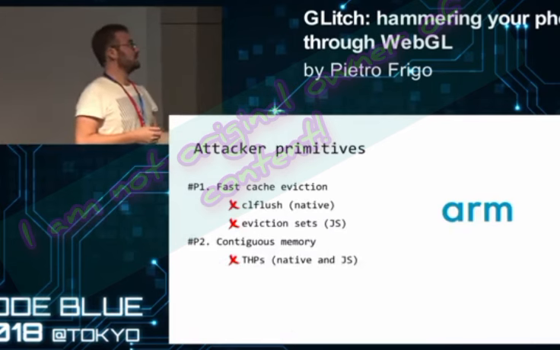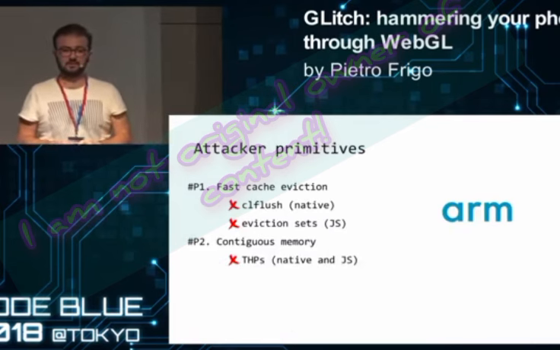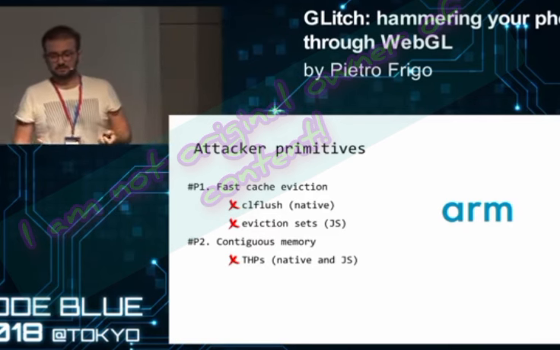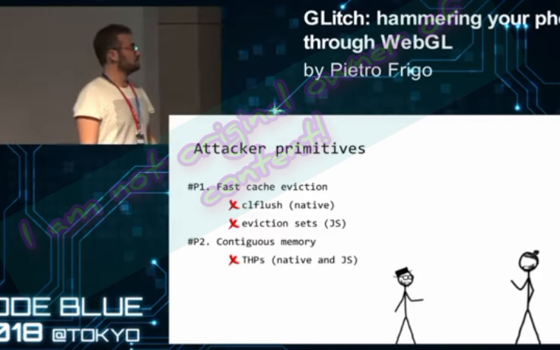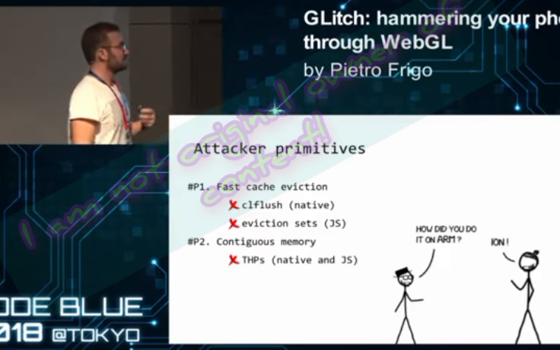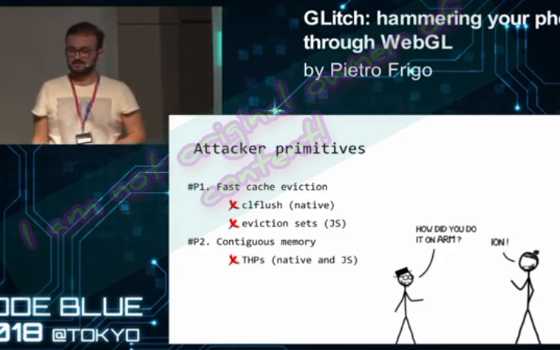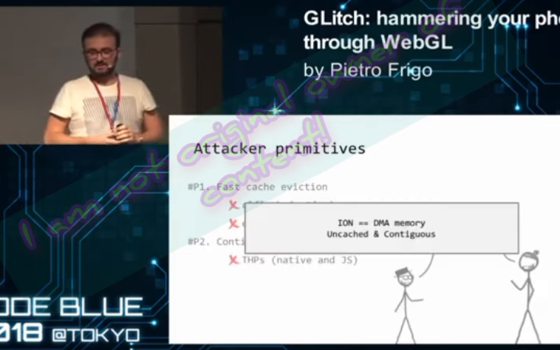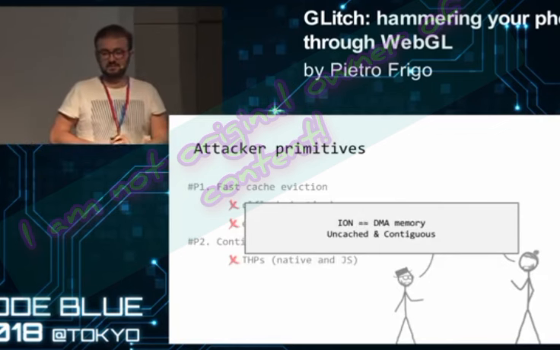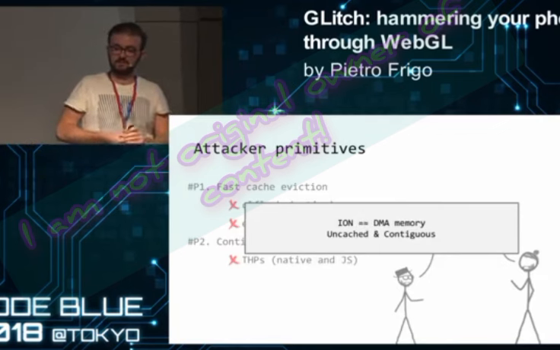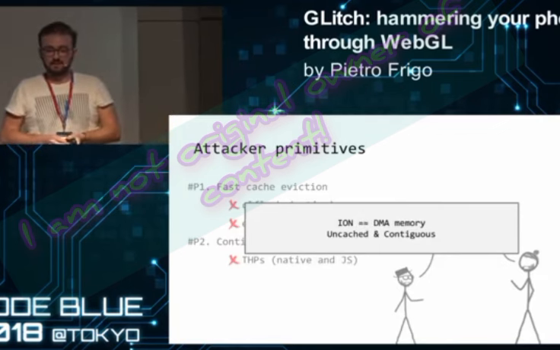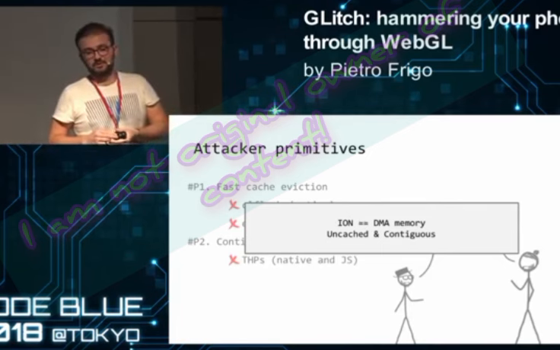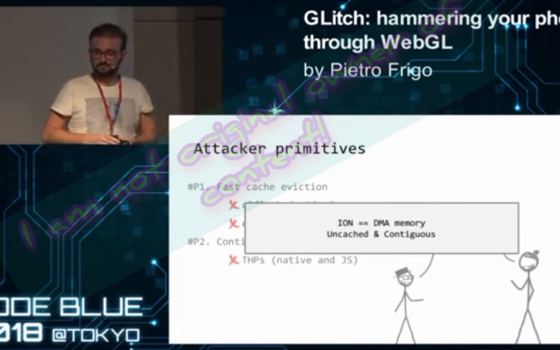And about contiguous memory, transparent huge pages also are not available. So I was wondering how Victor did it, so I asked him, so how did you do it on ARM? And he answered Ion, and for me it was, okay, what are you talking about? And Ion apparently is an API provided by the Android kernel that provides you with DMA memory. And DMA stands for direct memory access, so it's memory that usually is used by peripherals.